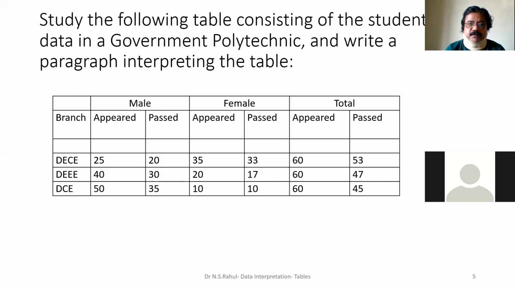Coming to DEEE branch, 40 male students have appeared for the exam, and 30 students have passed the exam. Coming to female students, 20 have appeared, 17 have passed the exam. Totally 60 students have appeared for the exam, and 47 have passed. Coming to DCE branch, 50 male students have appeared for the exam, and 35 have passed it. 10 female students have appeared and all 10 have passed it. Totally 60 students appeared for the exam, only 45 have passed it.